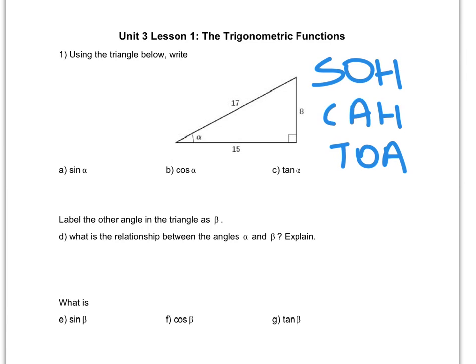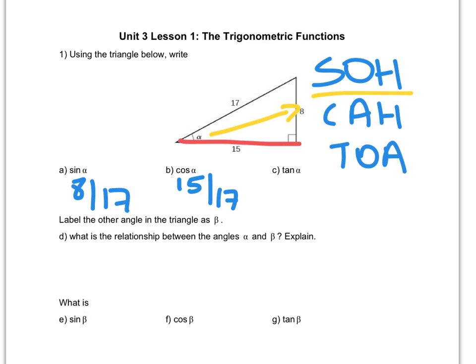Okay, so if we look at the angle alpha, it's asking us to find sine of alpha. Sine is opposite over hypotenuse. In relation to the angle alpha, opposite is the 8, and the hypotenuse is the big one, which is the 17. So it's going to be 8 over 17. Now if we look for cosine of alpha, that's going to be the adjacent, which is this one, over hypotenuse, which is 15 over 17. And tan of alpha is opposite over adjacent, which is 8 over 15.